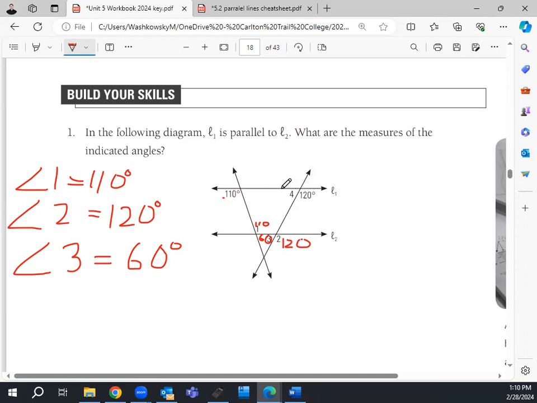And then for angle four, just like before, I can see, oh, both of these need to add up to 180. So 180 degrees minus 120 degrees is going to give you 60. Again, other ways you can do it. You could see that there's like a Z there. You could do it as an F. That would work too. Bunch of different ways.